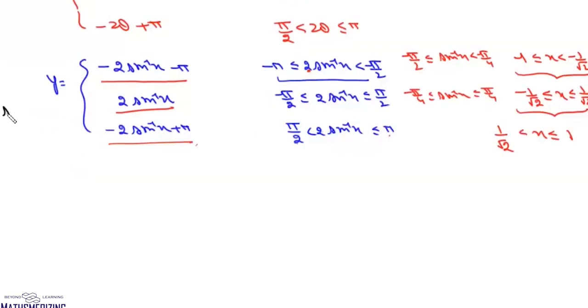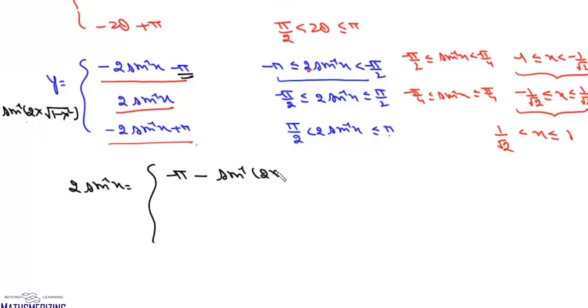Now this y is sine inverse 2x into under root of 1 minus x square. Now we'll rearrange this formula, then we can simply write 2 sine inverse of x. For this first part, we'll take this sine inverse here, so it will be minus pi minus sine inverse 2x into under root of 1 minus x square when x lies between minus 1 and minus 1 by root 2.